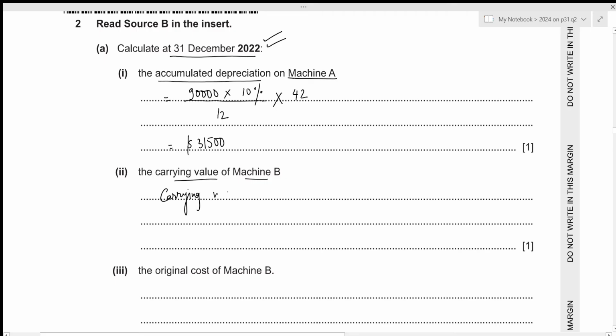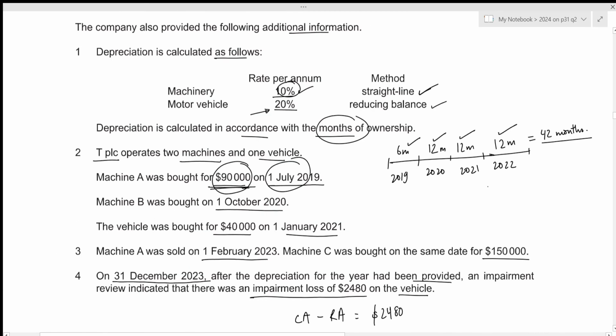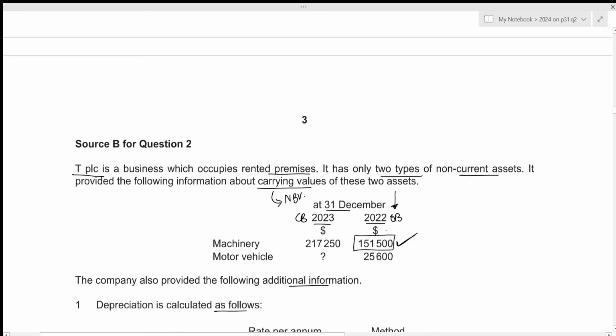Carrying value is just the net book value. So that is going to be the cost minus the accumulated depreciation. Cost for machine A was given to be 90,000. We just calculated the accumulated depreciation to be 31,500, which results in the value of 58,500. And now we have the total carrying value, which is 151,500.